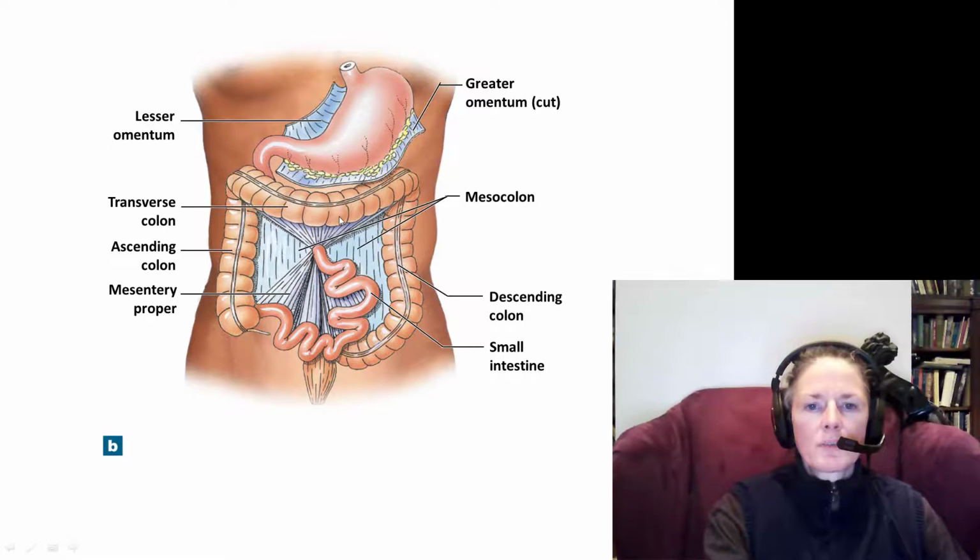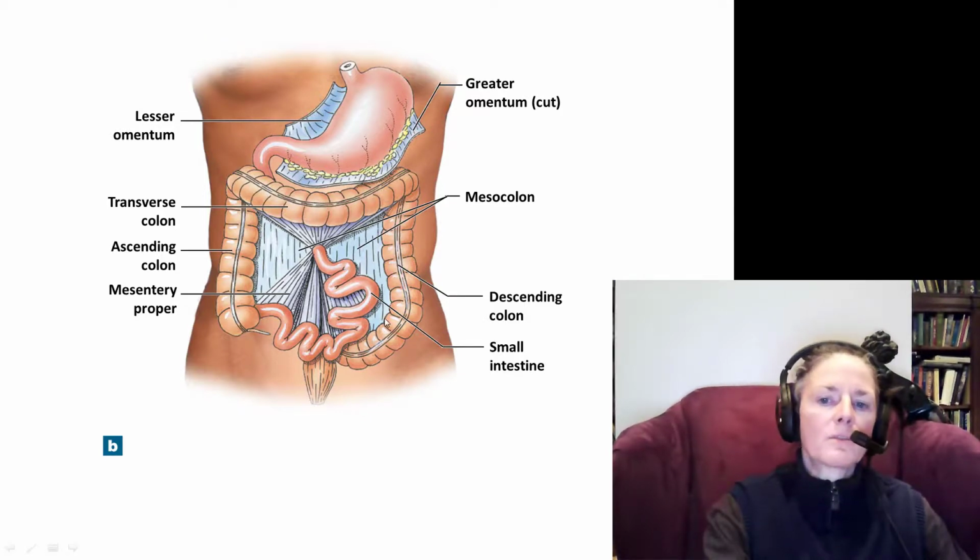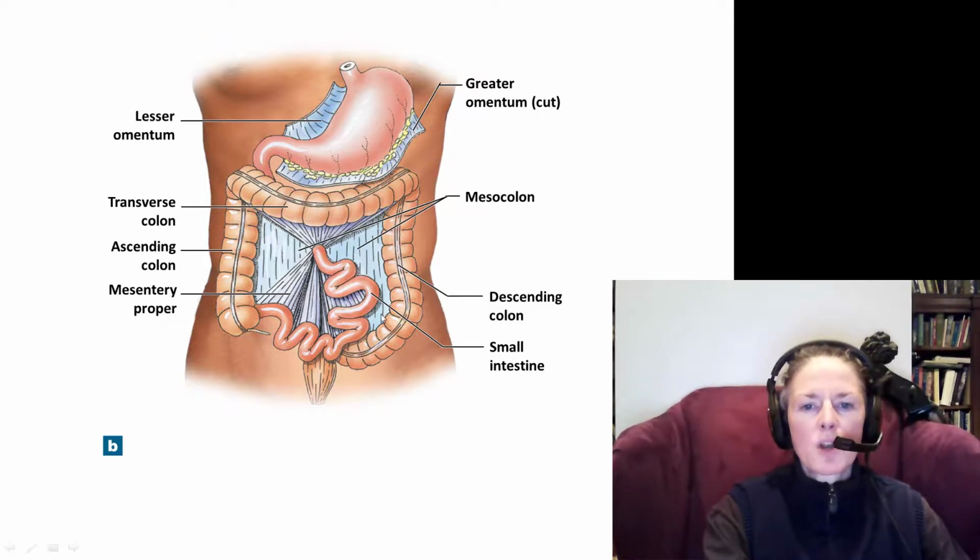All right, so here's sort of a picture. Here we have our greater omentum. It's cut. Here's our lesser omentum. This is the lesser curvature of the stomach. This is the greater curvature of the stomach. Here you can see some little bits of fat contained within the greater omentum. Here we would have the transverse mesocolon holding up the transverse colon, and then the sigmoid colon would be supported in the sigmoid mesocolon, which really isn't shown here.